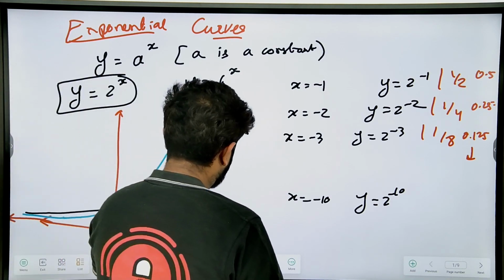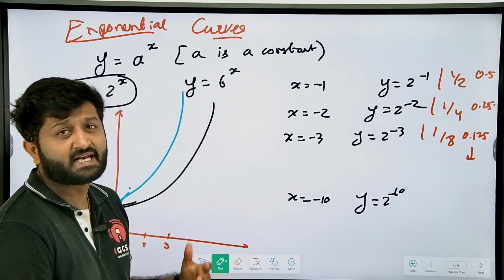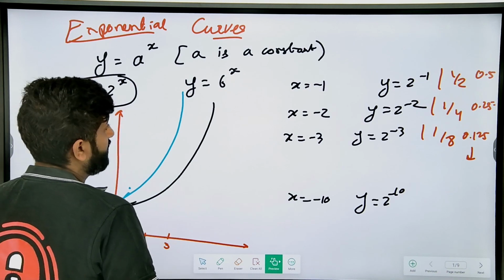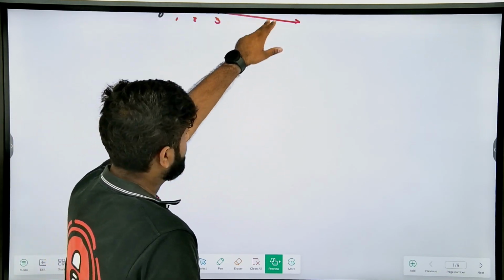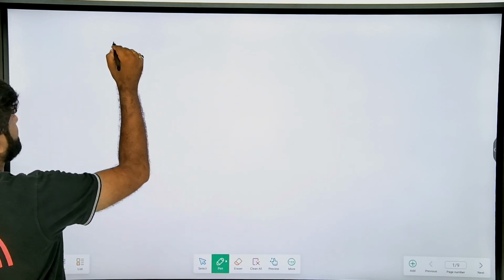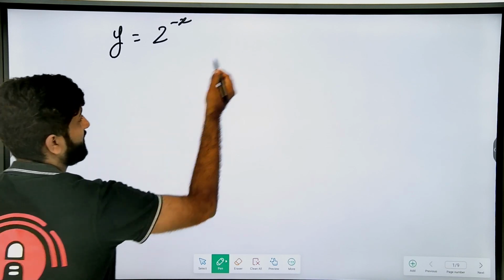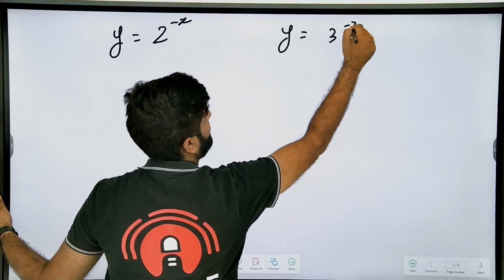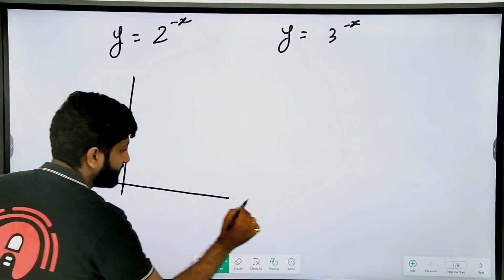Next type of graph, even in exponential, there is one more kind of graph, that is decreasing exponential. Let's go to that first. Now, for the exponential decrease form, let's say the graph is y is equal to 2 raised to minus x, or y is equal to 3 raised to minus x, let's say. Now, how is this graph going to look like?